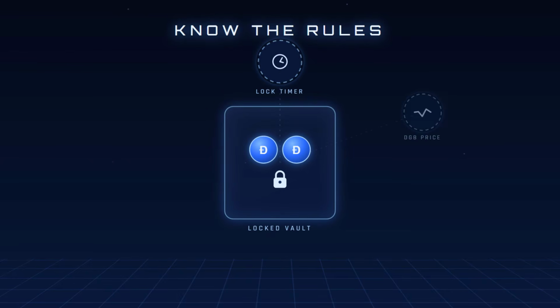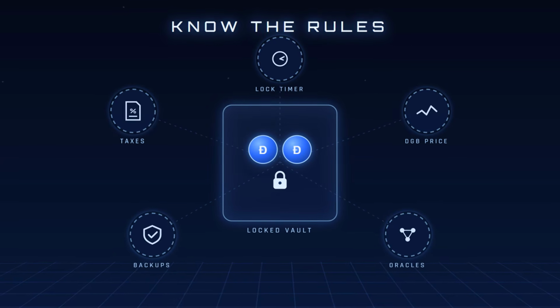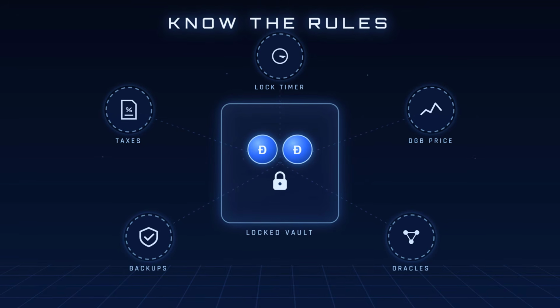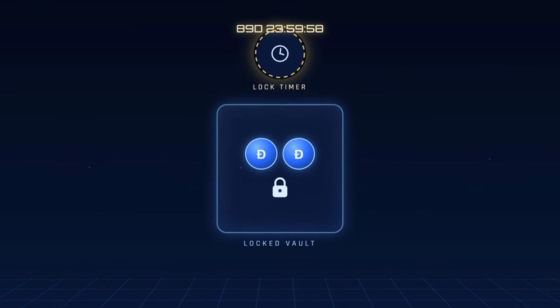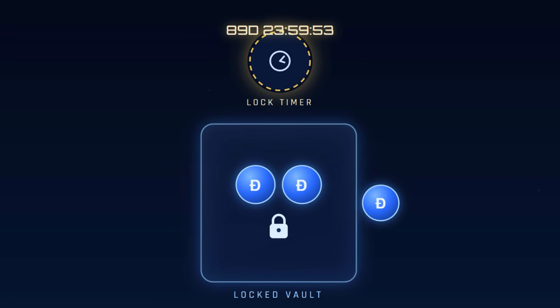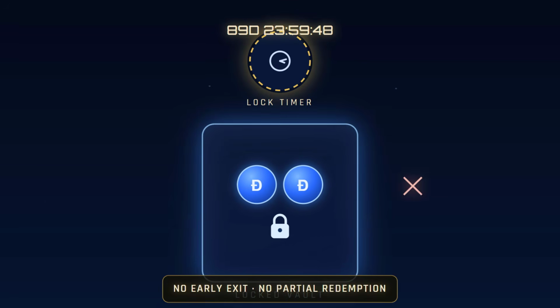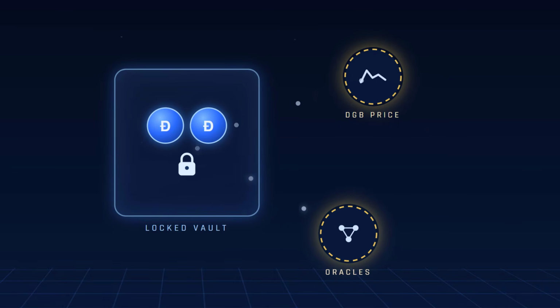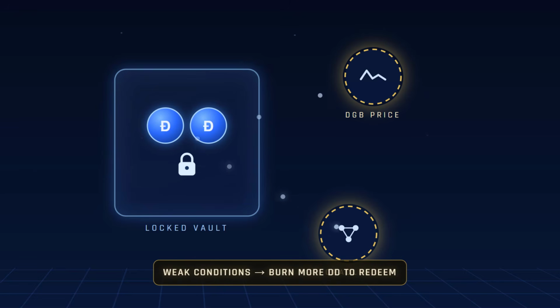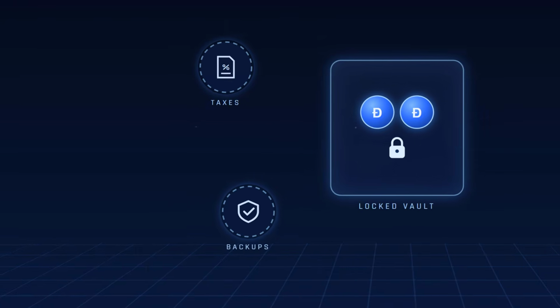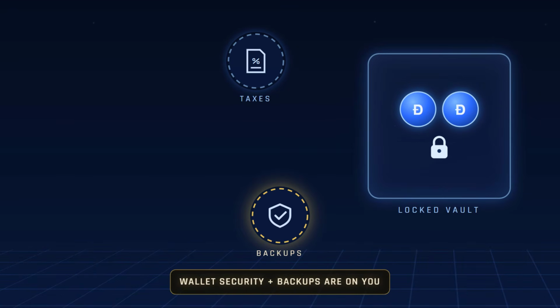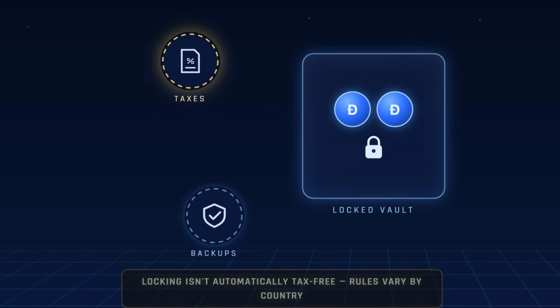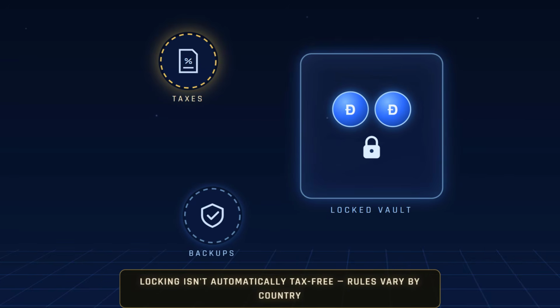DigiDollar introduces an interesting new use case, but it is not risk-free. Your DGB remains locked for the entire selected period. There is no early exit and no partial redemption of a position. The system depends on accurate oracle pricing and sufficient collateral across the network. During unhealthy conditions, the protocol may require more DigiDollar to be burned when redeeming the full collateral. You are also responsible for your wallet security and backups. Finally, locking DGB instead of selling it is not automatically tax-free. Tax treatment depends on your country and personal circumstances.